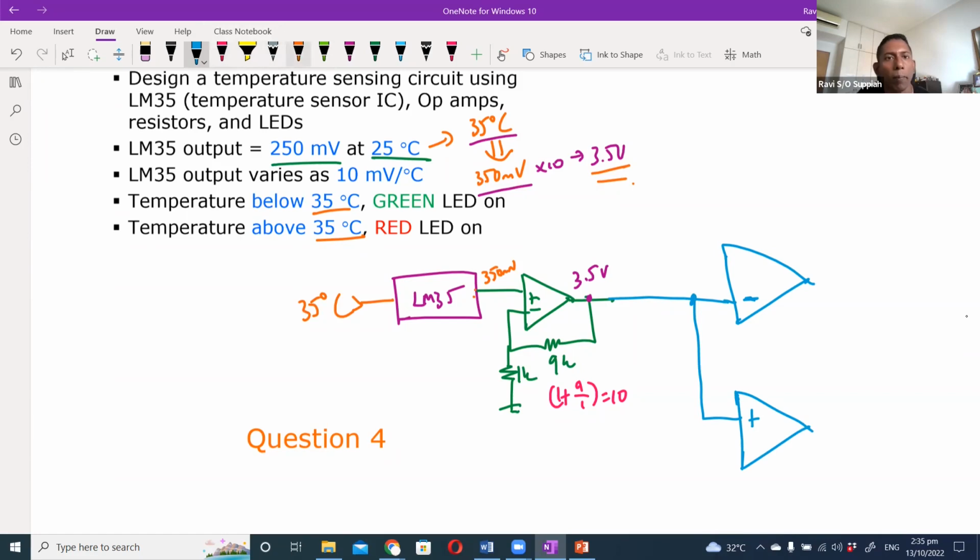Now I want to compare this against 3.5 volts. That means my reference voltage should be 3.5 volts. How do I create 3.5 volts? Again, there is no fixed way to do it, it's up to you. The easiest way is to say that I have 7 volts and then I take 2 resistors, R and R of equal value, then the center point would be 3.5 volts.